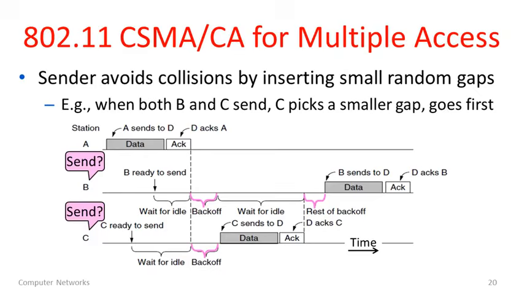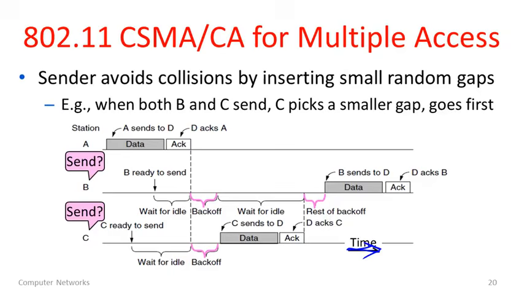Instead of using RTS-CTS most of the time, you can optionally do that as well. What 802.11 does is it avoids collisions by inserting small random gaps instead of an RTS-CTS. If we have these small random gaps, that's why you don't need RTS-CTS always. So in this scenario, we have a timeline here. Time is just going from left to right across the page. And we have timelines for 3 different senders, A, B, and C.